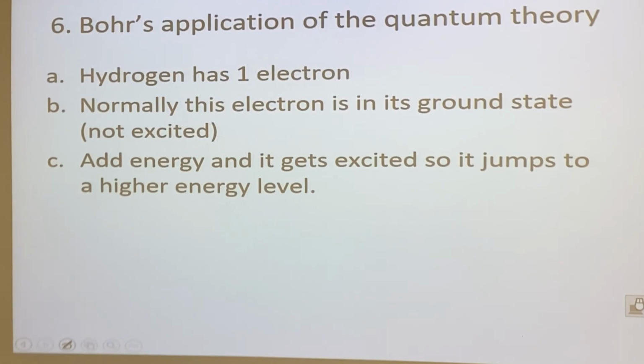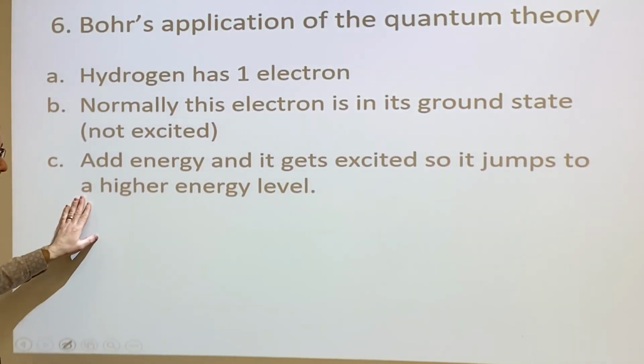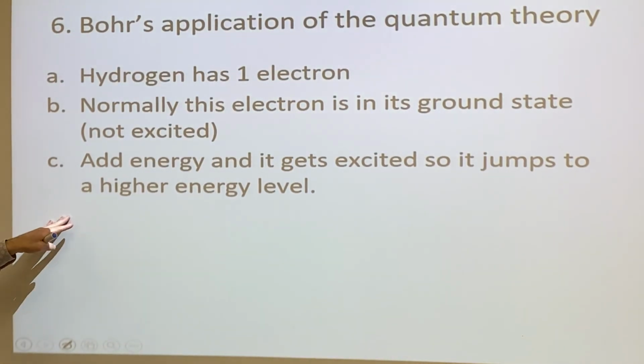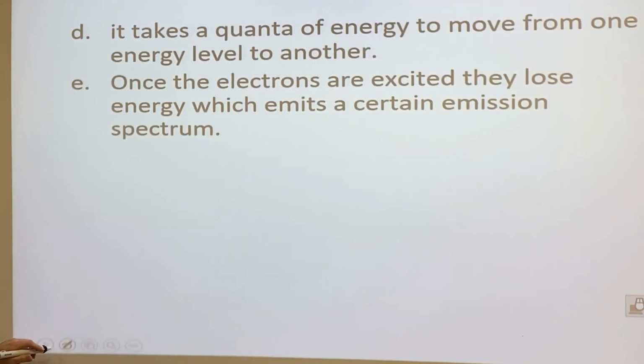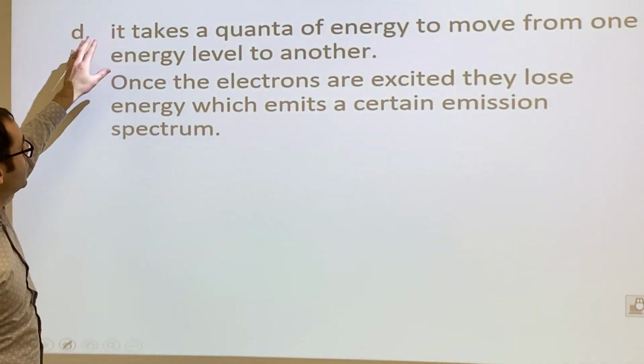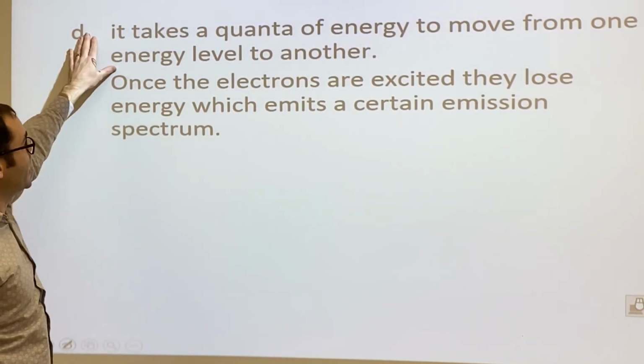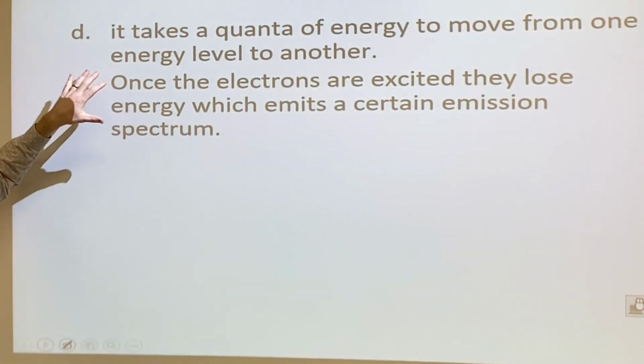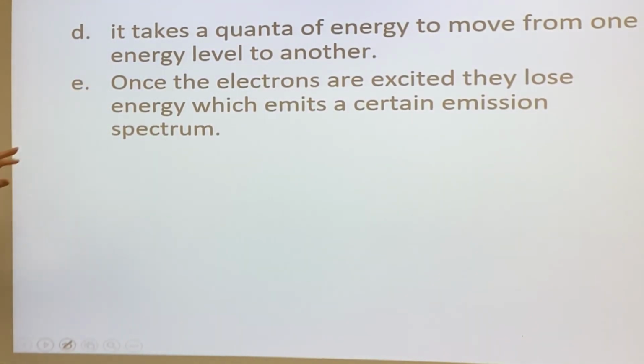Okay, so this is just a review of everything that we talked about. Hydrogen has one electron. Normally this electron is in its ground state. It's not excited. If you add energy, it gets excited and jumps to a higher energy level. We don't see anything for this. It takes a quanta of energy to move from one energy level to another, so a specific amount of energy for it to jump up or jump down. Once the electrons are excited, they lose energy, which emits a certain emission spectrum, and we would see that as visible or UV or IR light. All right, so it would give off these different lights. Okay, any questions?